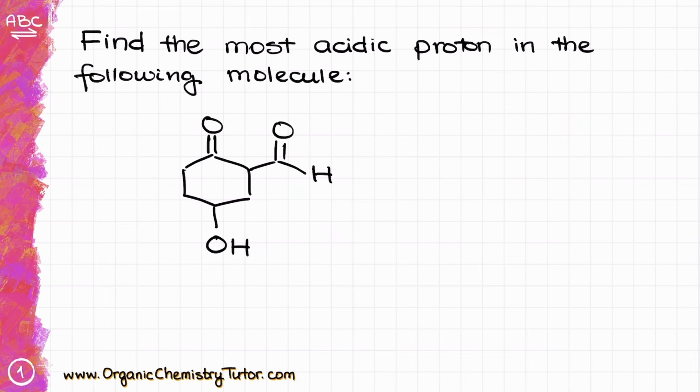Find the most acidic proton in the following molecule. You have 5 seconds. Go! You got it? Well, if you decided that the most acidic proton in this molecule is this one, congratulations, you got it wrong. If you decided it was that guy, congratulations again, because you got it wrong again.